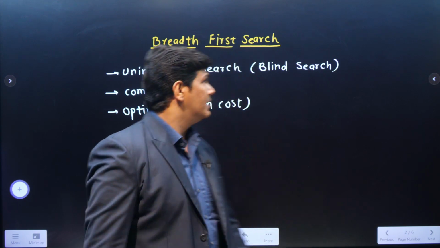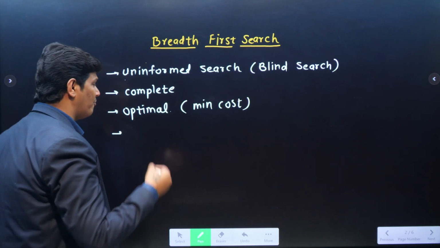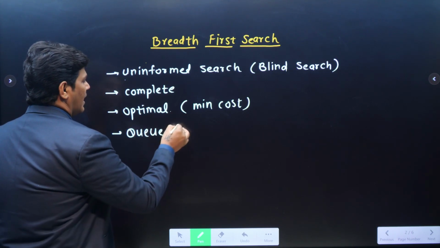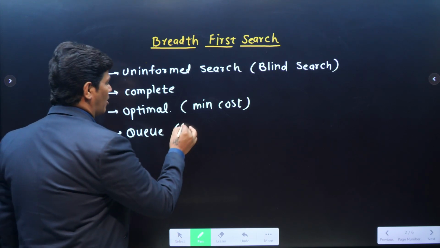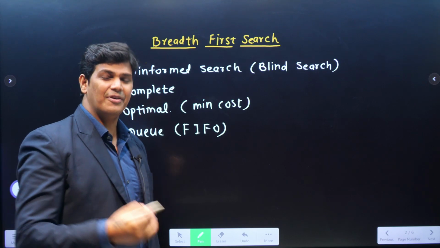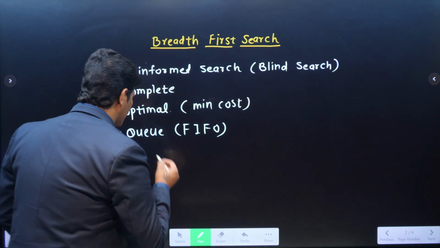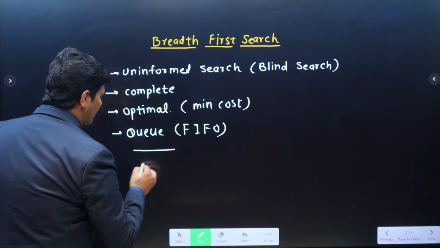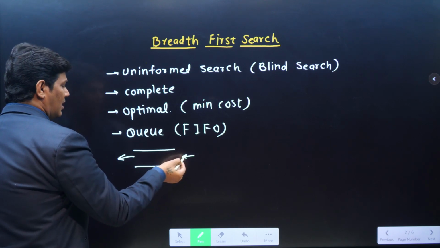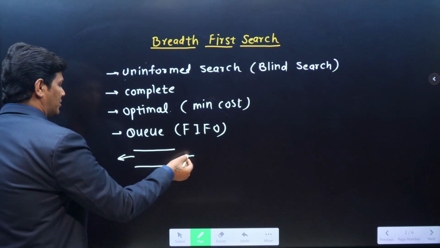Also, one more thing: this breadth first search follows the concept of one data structure, that is, yes, perfect, queue. And a queue always follows the concept of FIFO. What is FIFO? First in, first out. What is FIFO, students? First in, first out. So in a queue, we have one entry and one exit. This entry way is known as the tail, and this is what? Head. So tail and head.